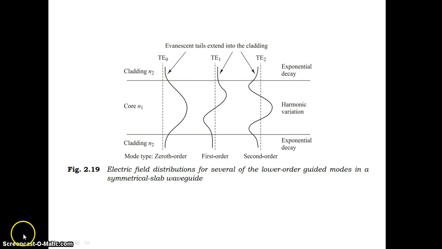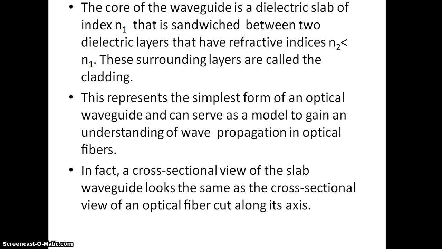This diagram shows the zeroth order mode. There is no zero crossing; that is called the zeroth order mode. In the first order mode, that is TE1, one zero crossing is there. In the second order mode, there are two zero crossings, one here and one here. So this is called the second order mode. These are the electric field distributions for several of the lower order guided modes in a symmetrical slab waveguide, and as you know, n1 is greater than n2.